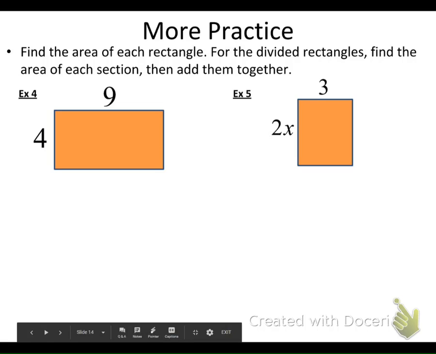So example number 4 says find the area of each rectangle. For the divided rectangles, find the area of each section, then add them together. We'll talk about that in a second. You do not have to write what I'm writing in the blue here. This is just a reminder for us, just a visual.